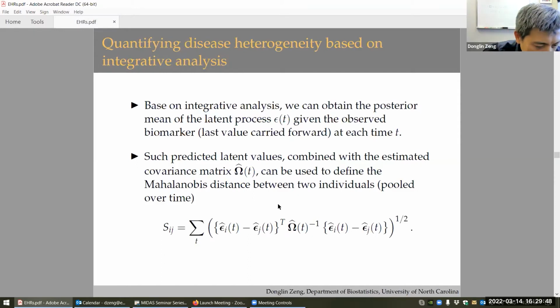So you can see that after you fit this model using statistical modeling, you essentially project all of these longitudinal biomarker processes onto a latent process, and they are correlated. We know that's omega, which is the correlation matrix.